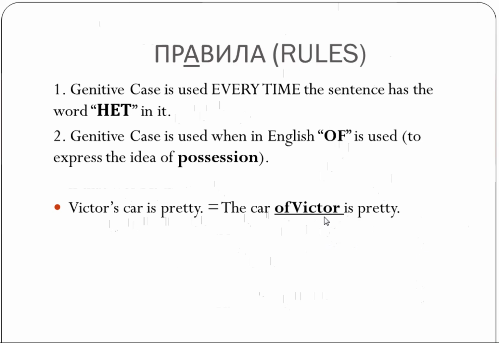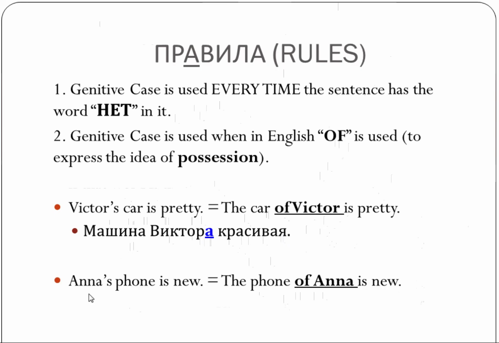So Victor is a masculine word. We add a to those in genitive case. Машина Виктора красивая. And this is the next example with Anna. Anna's phone is new. So again, this apostrophe s can be represented this way, the phone of Anna. So the word that's used after of is the one that goes into genitive case. Again, nothing to understand, just to memorize. Of possession in Russian is expressed with genitive case. So Anna, feminine word, a to y, телефон Анны новый.